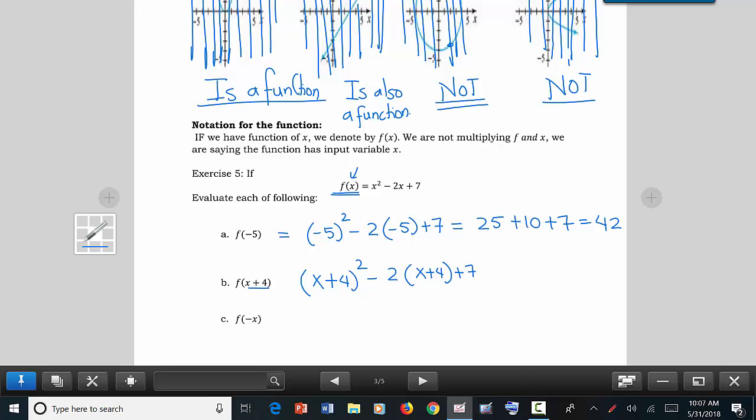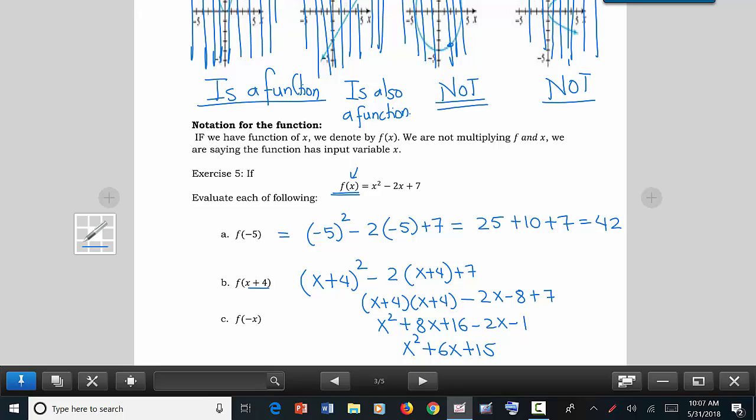Now let's do the FOIL. For the first one, x plus 4 times x plus 4, that is the meaning. If you distribute negative 2, that will be negative 2x minus 8 plus 7. If you do the FOIL on the first part, it is x squared plus 8x plus 16 minus 2x minus 1. Let's combine like terms. It is x squared plus 6x plus 15. That is the final answer.